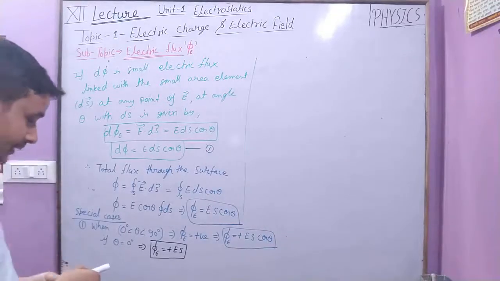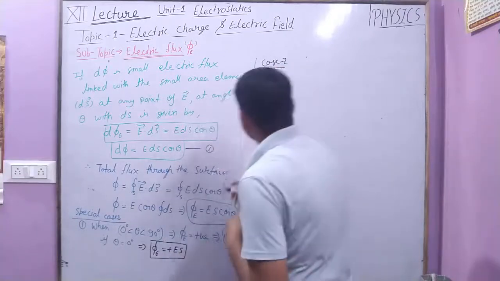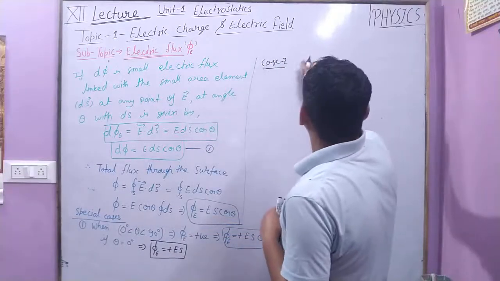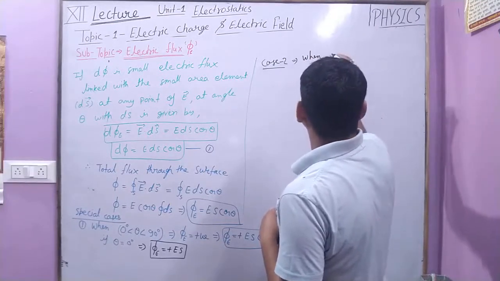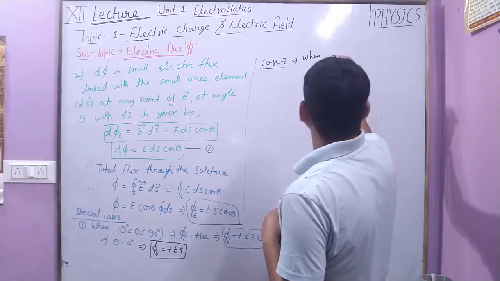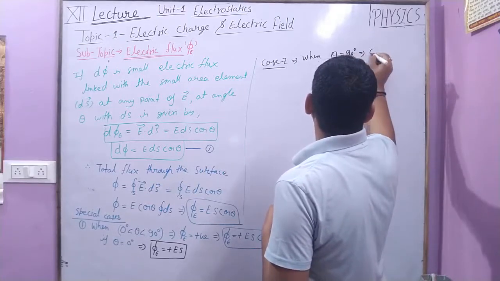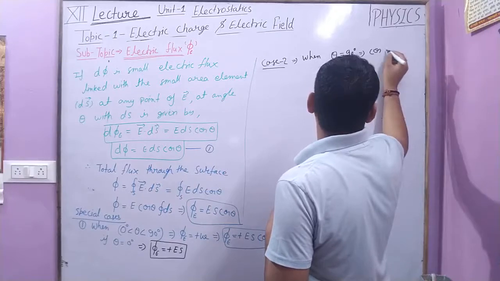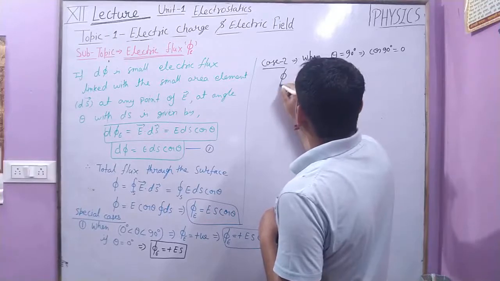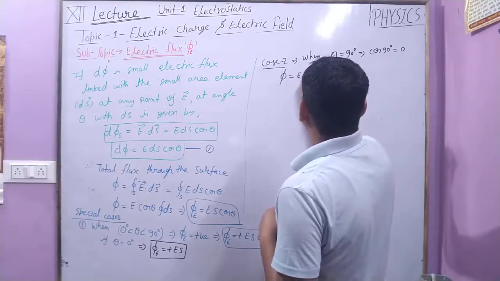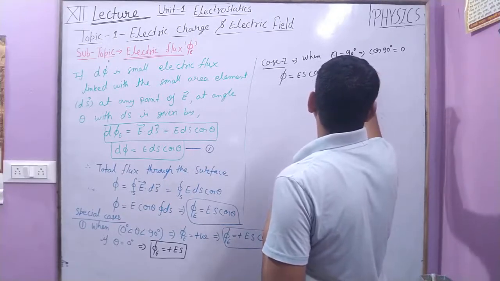And next case is case 2. Okay, just understood. When theta is equal to 90 degree, you can calculate that value. Cos 90 is equal to 0, therefore phi is equal to Es cos 90, which gives phi equal to 0.